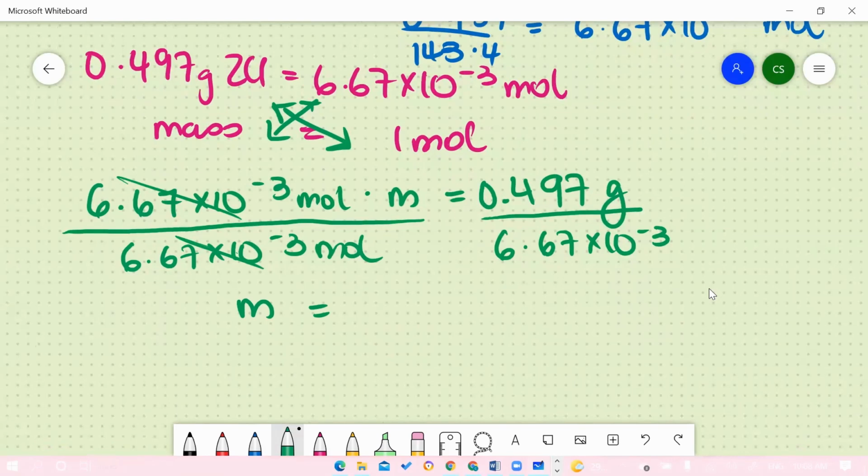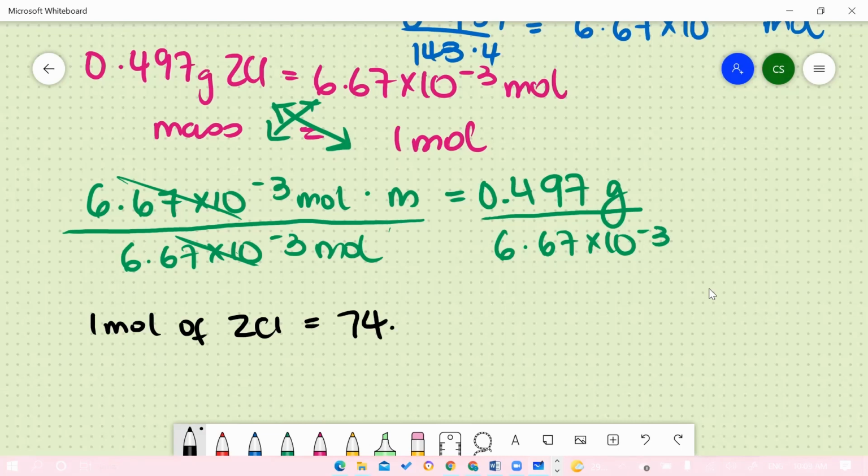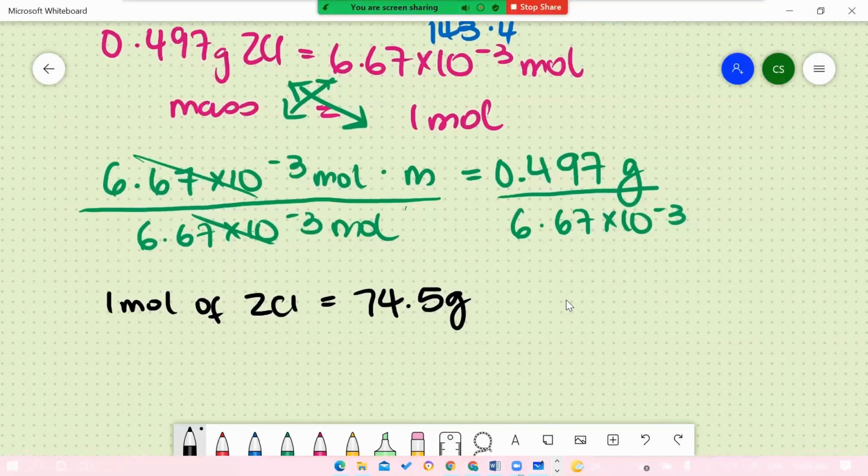Alright, so I have plugged in my laptop. I can go back to the calculation on my calculator. So that is going to be 0.497 divided by 6.67 times 10 to the exponent negative 3, close bracket. This is, to three significant figures, 74.5 grams. All right, so we know that 1 mole of ZCl is equal to 74.5 grams, right?